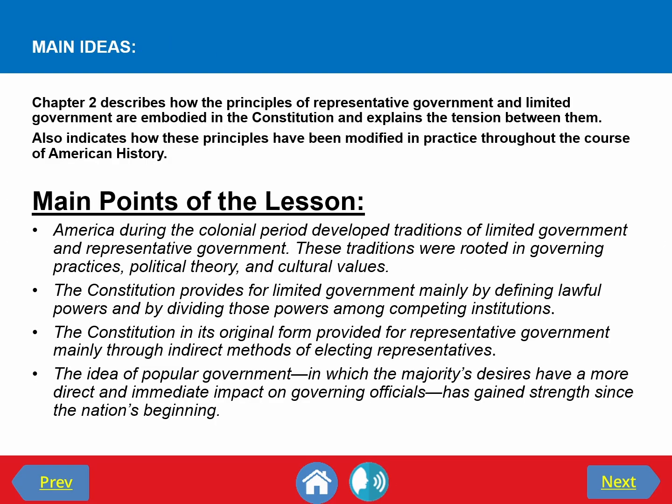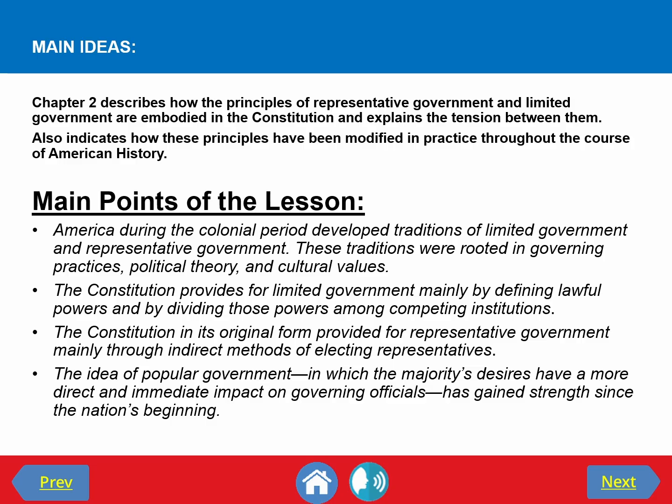Chapter 2 describes how the principles of representative government and limited government are embodied in the Constitution and explains the tension between them. Your author also indicates how these principles have been modified in practice throughout the course of American history. Here are just a few of the main points that will be covered in this lesson.